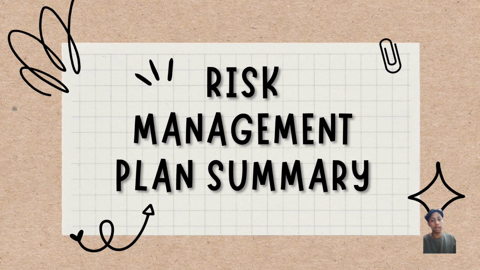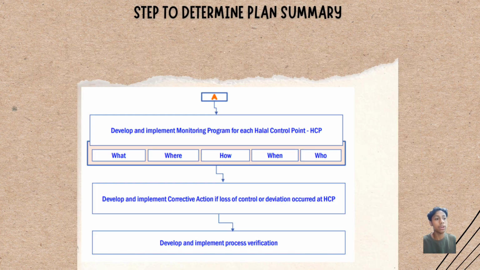So next we go through the risk management plan summary. There are steps to determine the plan summary. First is develop and implement a monitoring program for each halal control point. So there are 5: what, where, how, when, and also who. And then we develop and implement corrective action if loss of control or deviation occurs at the HCP. And lastly, develop and implement process verification.